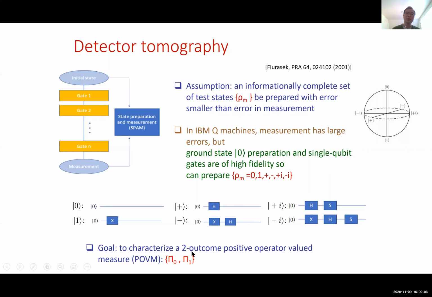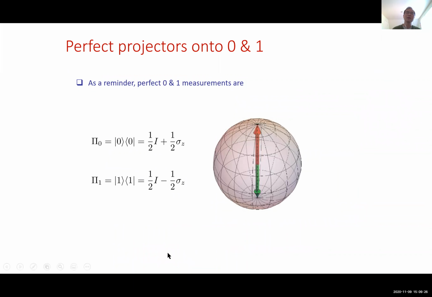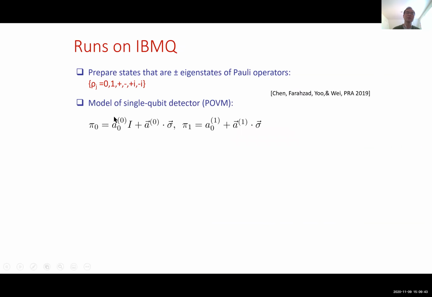So we would write more generally that when the detector clicks and says, I'm measuring 0, or the detector clicks and says, I'm measuring 1, we can use 2 operators to denote their actions. As you can expect, these 2 operators, in the ideal case, are projections: one projects to the North Pole, the other projects to the South Pole, and has this expression. So we can characterize them using an expansion of the Pauli matrices.